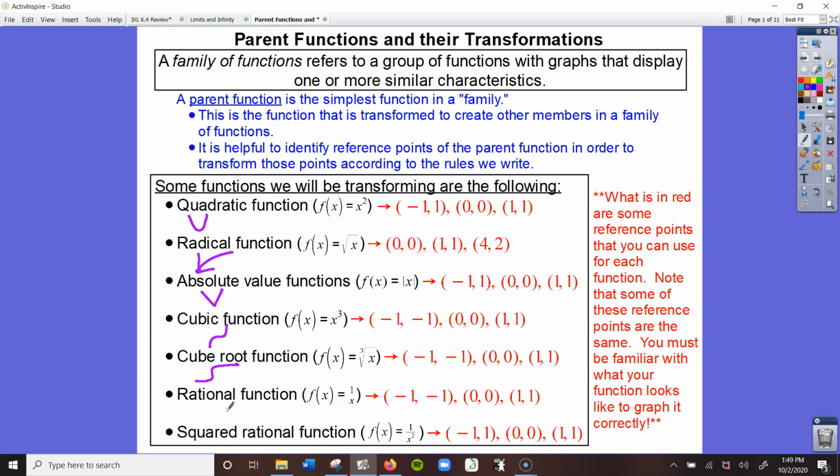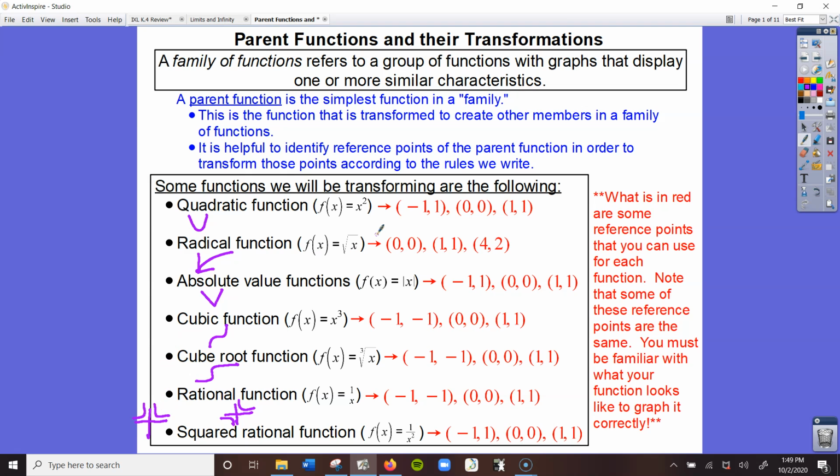The rational function is the one that has the asymptotes at your x and y axis, and then you have the curve in the first quadrant and a curve in the third quadrant. The squared rational function, so it's like 1 over x, but it's 1 over x squared, is also where you have your asymptotes at the x-axis and y-axis, but your curves are in the positive quadrants, so quadrant 1 and 2. And we'll investigate these a little carefully as we go through all of the different transformations.